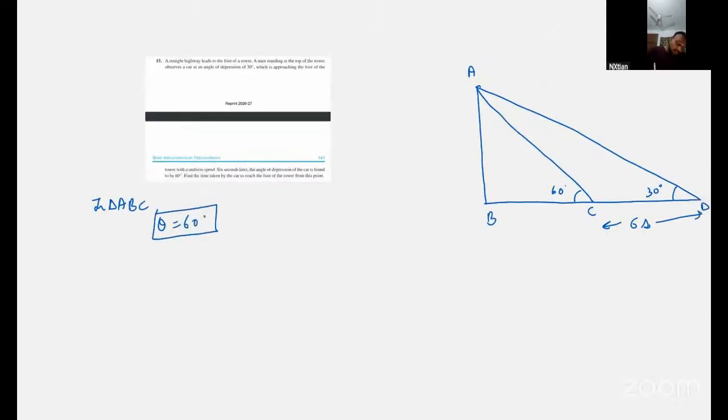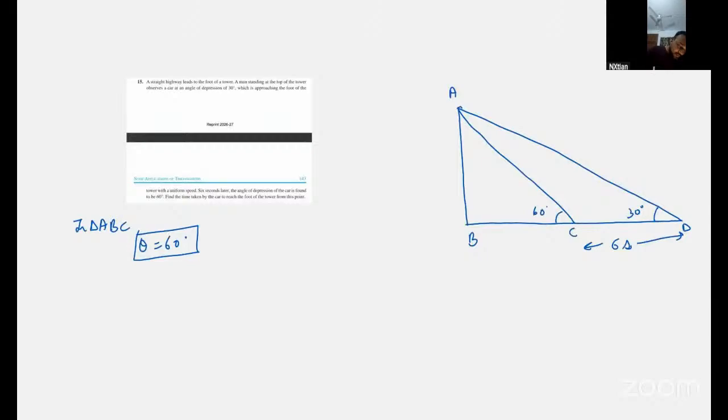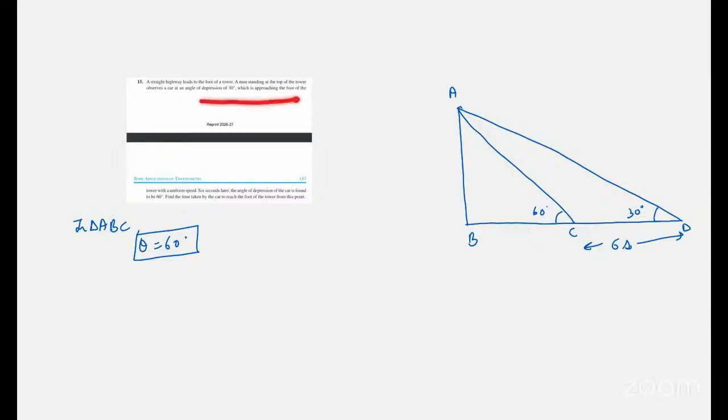Okay, and is anything else given? We don't have any value. We just know that it is 6 seconds, and that uniform speed is there.